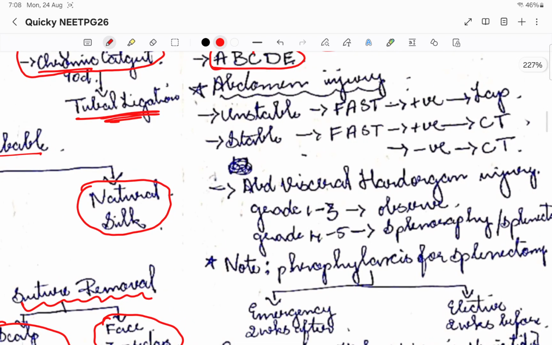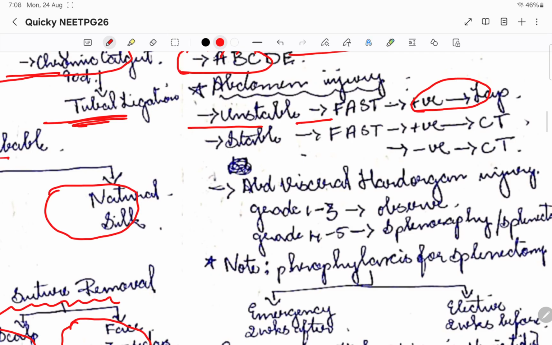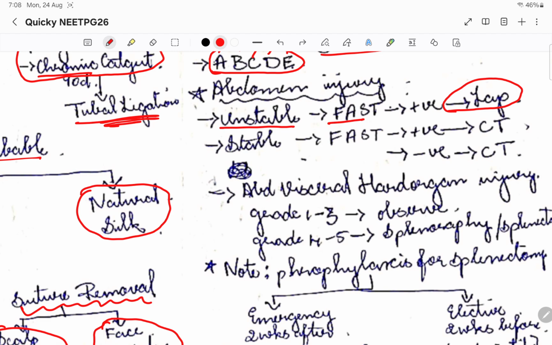Starting with abdominal injuries, if it is an unstable patient, that is BP, pulse rate and respiratory rate are abnormal, then we do FAST and then directly go for laparotomy. Sometimes we will even go to direct laparotomy instead of FAST, so check for that in your options. Suppose a patient has come with obvious peritonitis signs, then we go directly for laparotomy instead of even waiting for FAST.